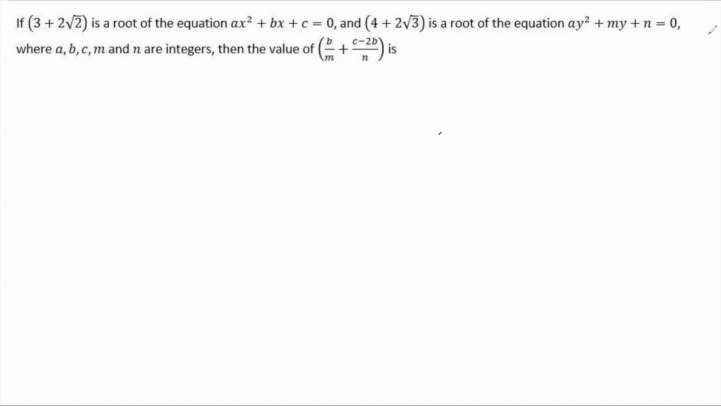Hi guys, so let's solve this first question from CAT 2022 slot 3. You can just give it a try and then we can discuss.